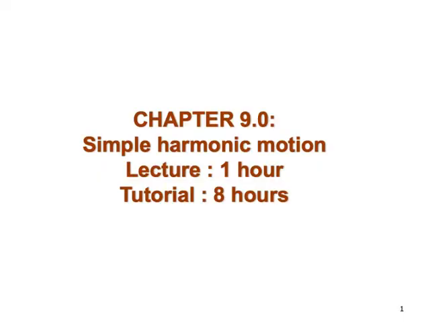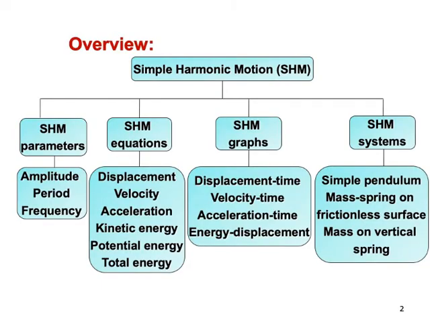Chapter 9, Simple Harmonic Motion. For overview, this topic can be split into 4. We start with simple harmonic motion parameters, then we go to simple harmonic motion equation. From equation, we can sketch graph, and finally, we end with simple harmonic motion system.